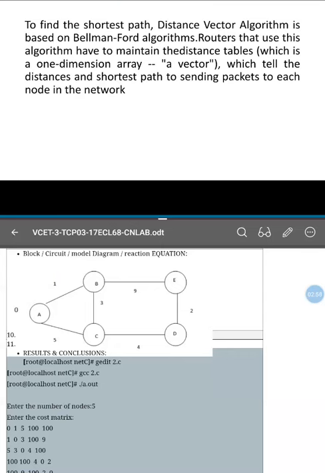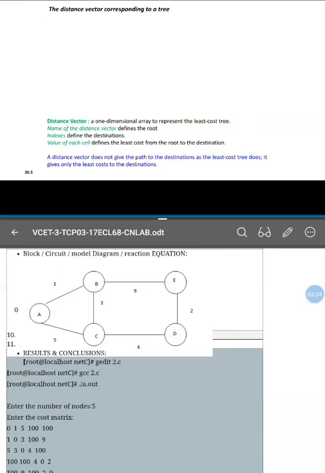To find the shortest path, the distance vector algorithm is based on the Bellman-Ford algorithm. This was also discussed in the theory concepts. So this is very important. Routers that use this Bellman-Ford algorithm have to have a distance vector or a distance table which tells the distances and also the shortest path for sending packets to each node in the network.